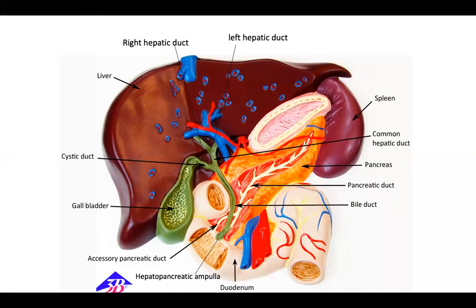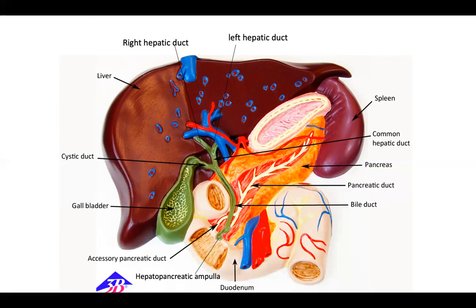Next structure, or next duct system we have, is the main duct that collects digestive juices from the pancreas. It's the white line you see right here, called the pancreatic duct. And notice how the pancreatic duct and the common bile duct both merge into the first part of the small intestine, which is my duodenum.